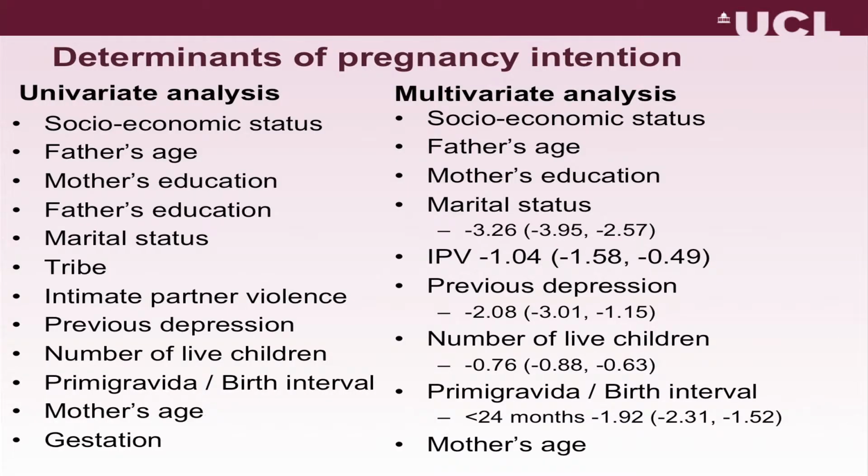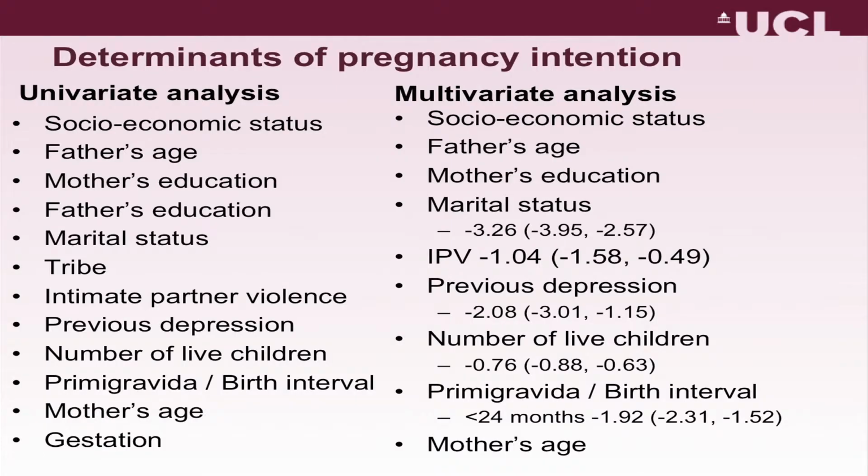Thinking about the determinants, I looked at quite a wide range on the basis of literature that had previously found them to be important. The factors on your left are the ones I found significant in the univariate analysis, and then I developed a conceptual hierarchy for how these determinants might influence pregnancy intention, and that is on the poster downstairs. And I used this hierarchy to do a multivariate hierarchical linear regression, and the factors on the right are the factors that remain significant in that analysis.